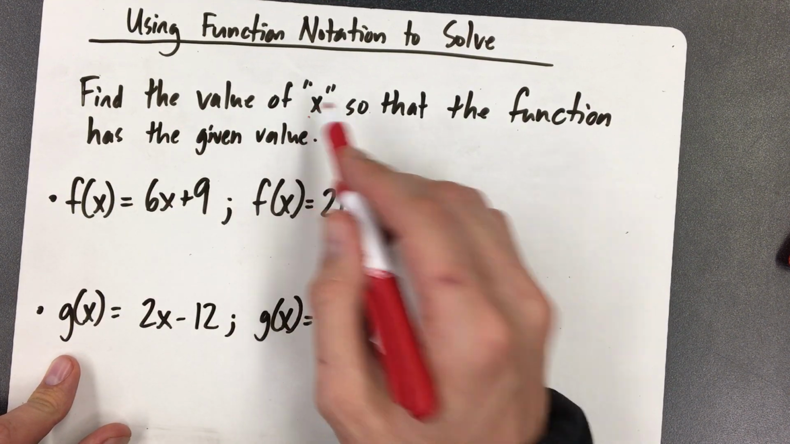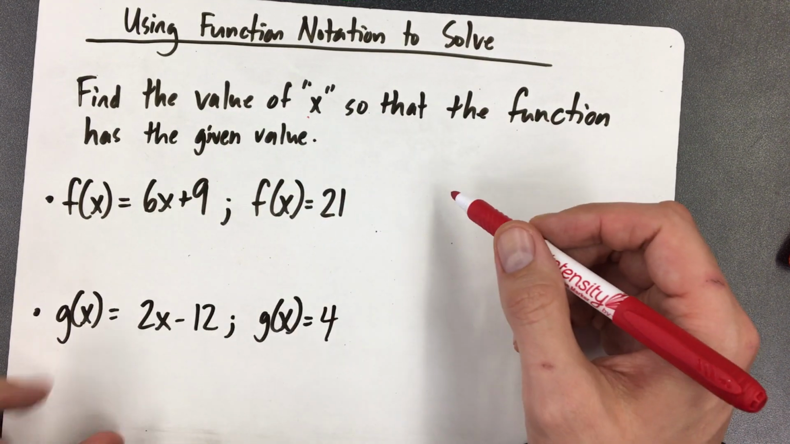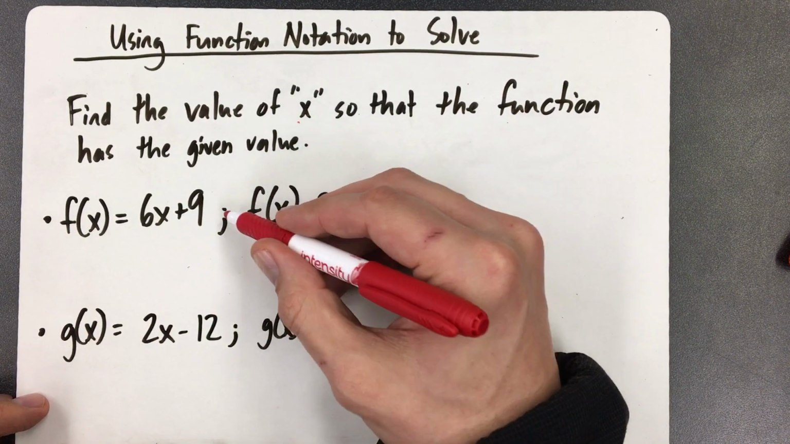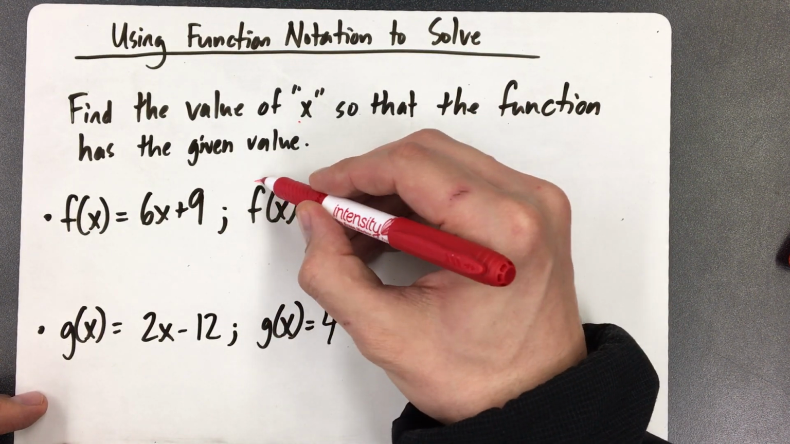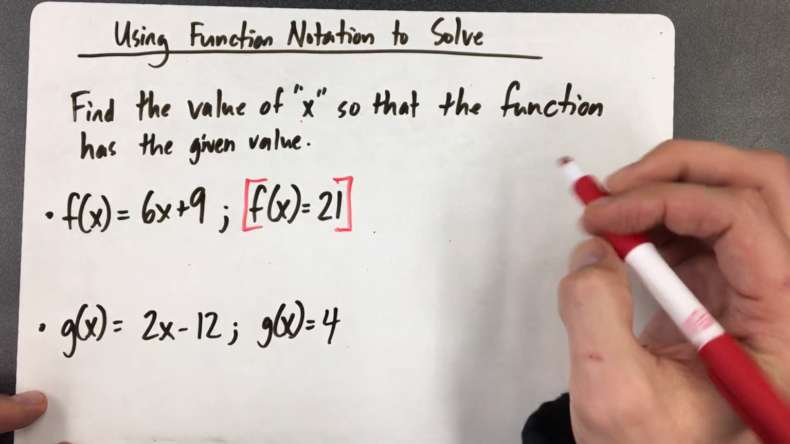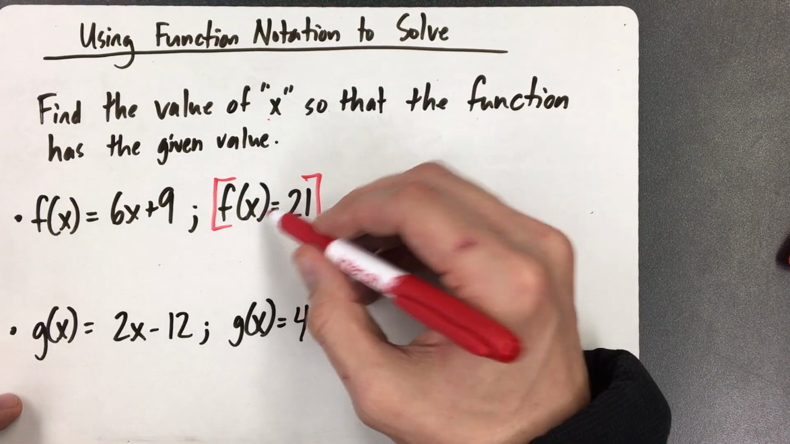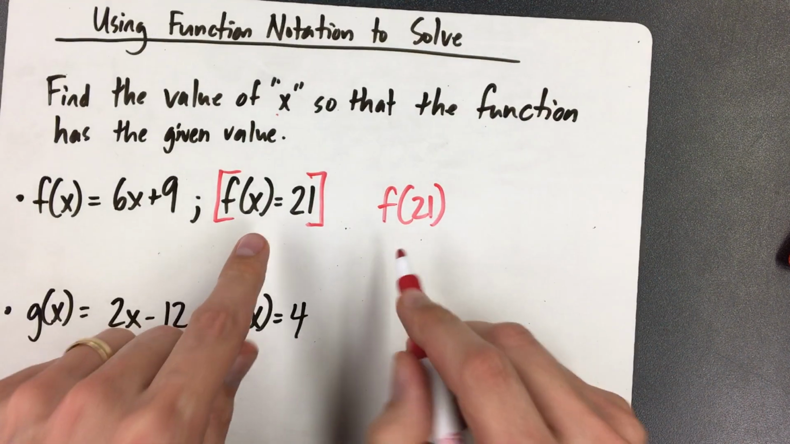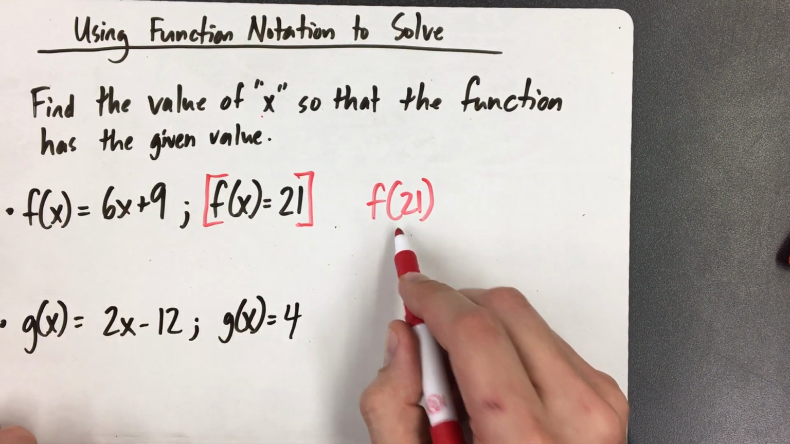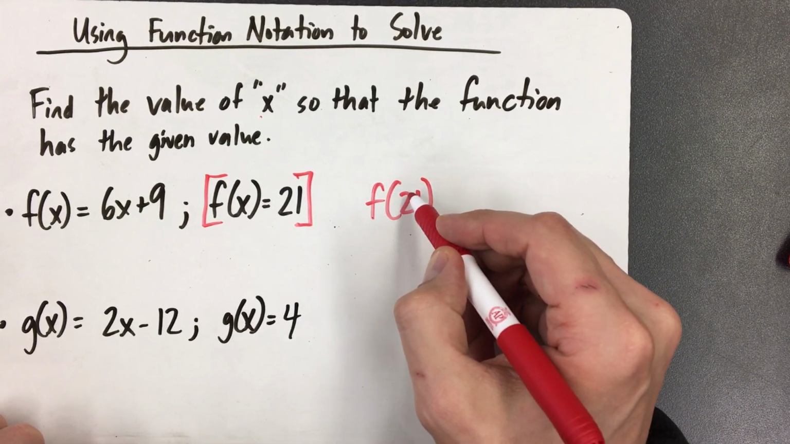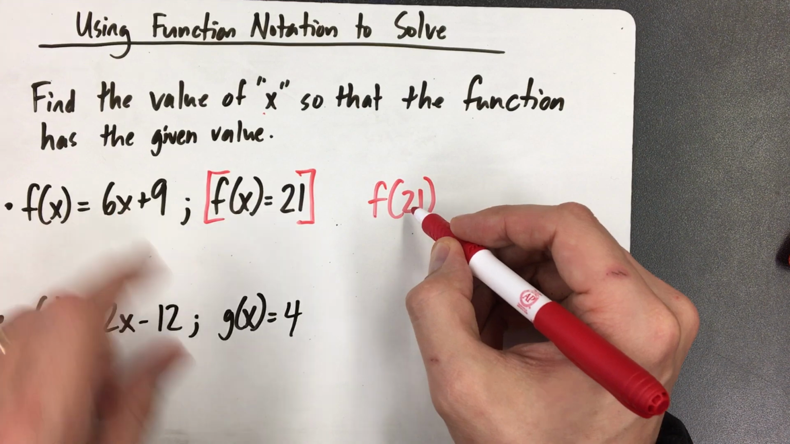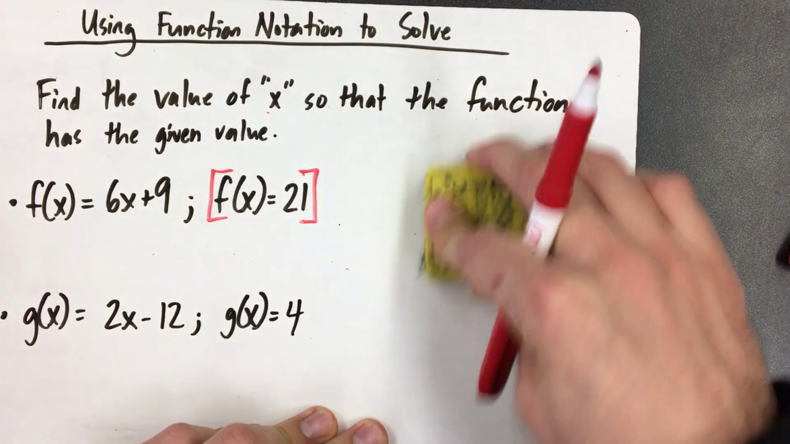Find the value of x so that the function has the given value. So here's our function, f of x equals 6x plus 9. They've got the semicolon, and they're saying this. Notice the difference. This is different than this. Do you see the difference between these two, right? This over here in red, this is telling you to plug 21 in the spot of the x, right? Because the 21 is in parentheses. That's what we did on the first board.